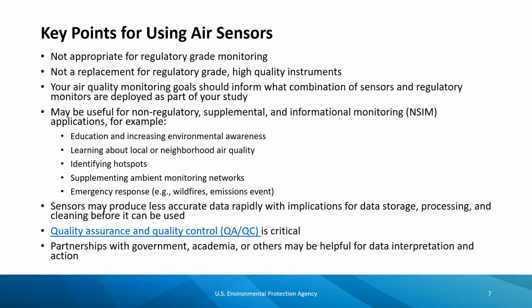Another key point is that sensors can produce large volumes of data, and those data may be less accurate. Therefore, you will need to consider how you will store, process, and clean the data before using it. Quality assurance and quality control are critical for collecting good quality data. Lastly, sensor data often needs to be interpreted, especially if an action is desired, such as a change in behavior or to identify pollution sources. It may be helpful to form partnerships with government, academia, or others to assist with data interpretation.